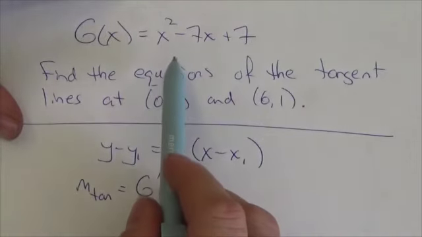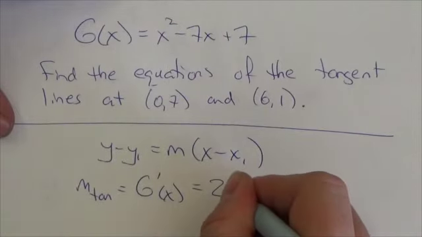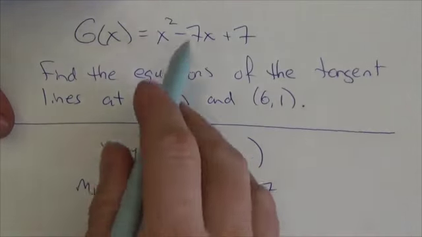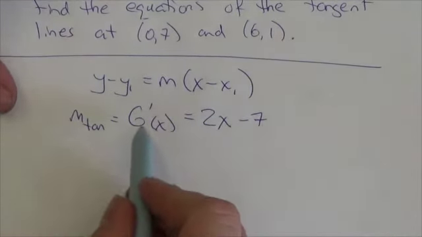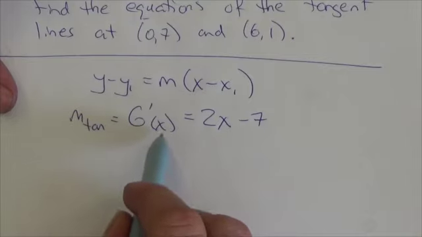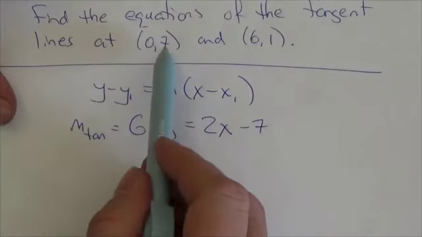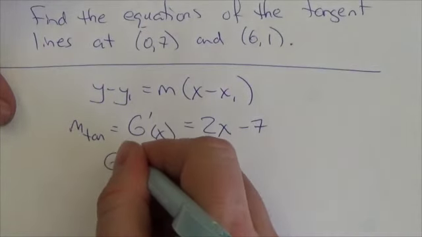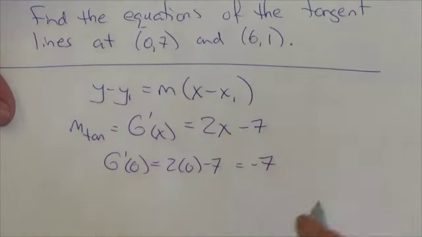Because of the sum and difference rules here, I'm going to take the derivative of each of these terms separately. The derivative of x squared will simply be 2x. The derivative of negative 7x will be negative 7. And the derivative of 7 all by its lonesome there is just going to be 0. So our derivative is going to be 2x minus 7. Now I'm going to evaluate the derivative at the independent variable here, the x. Notice that my derivative in this particular case does not depend on the y-coordinate of the point, only the x-coordinate. So g prime at 0 will just be 2 times 0 minus 7, or negative 7.